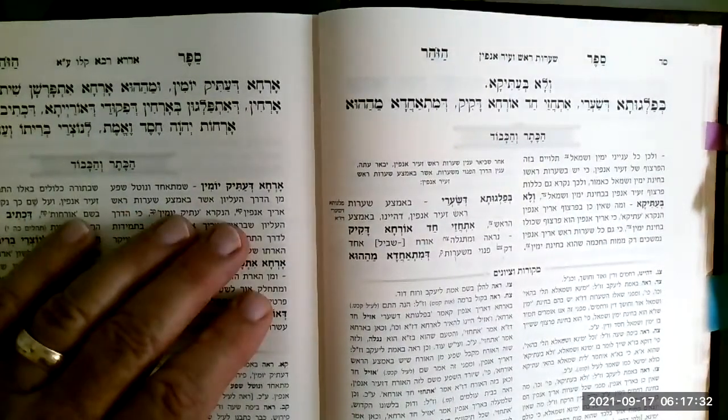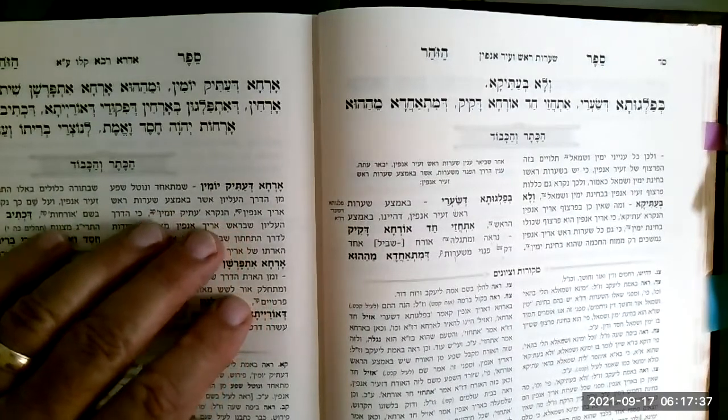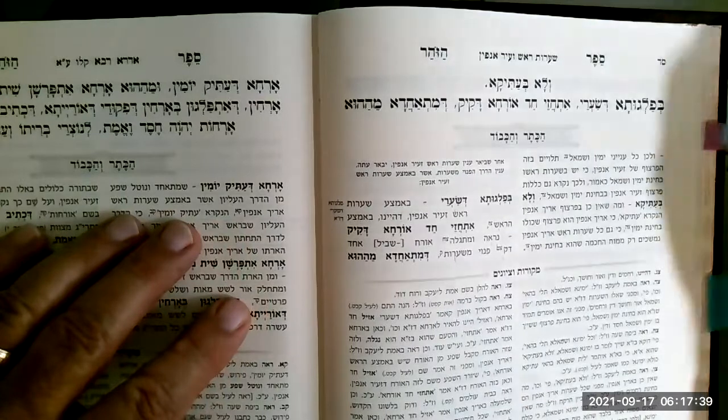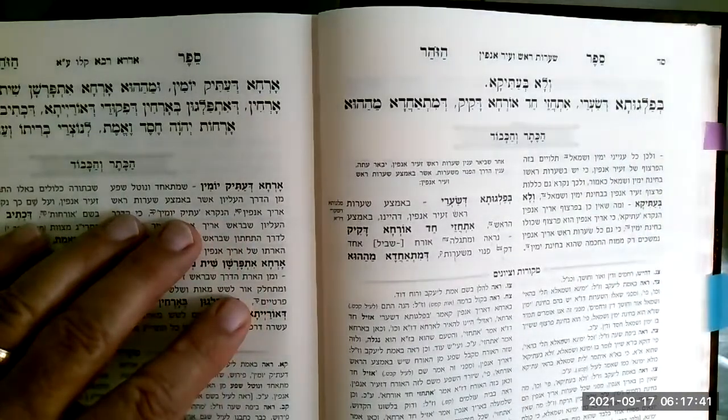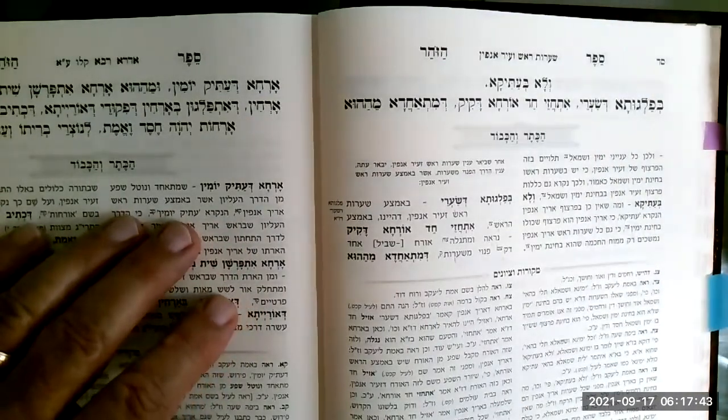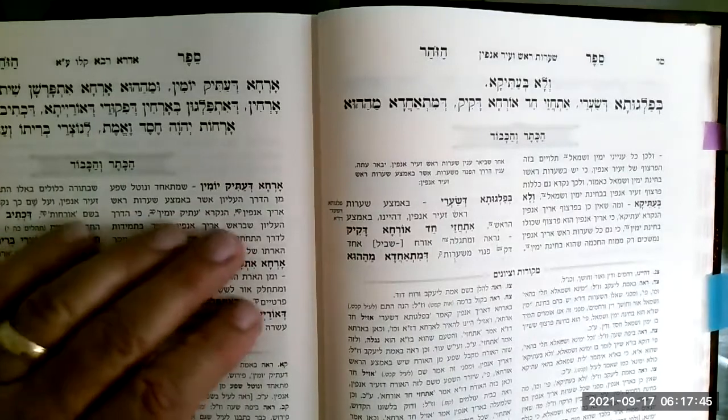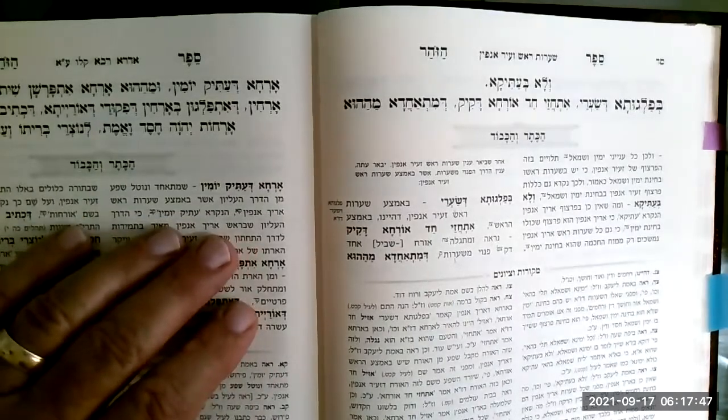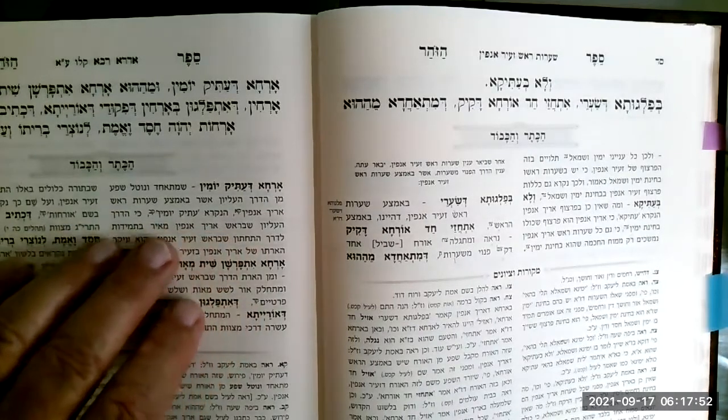It joins it, and it takes the flow, the bounty, the bracha, coming from the upper path, which is in the middle of the head of Arich Anpin, called Atik Yamin.